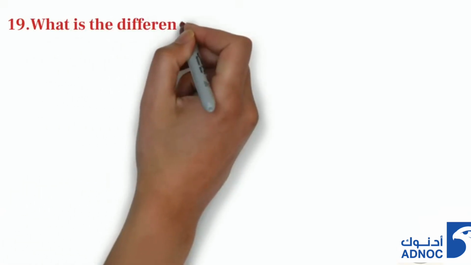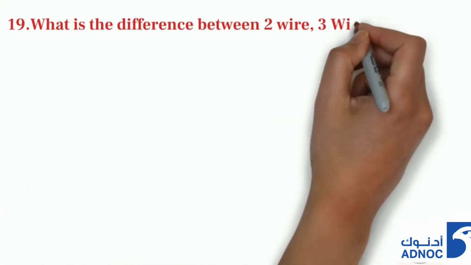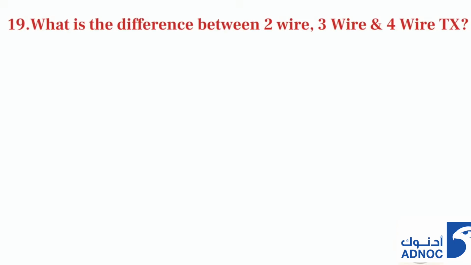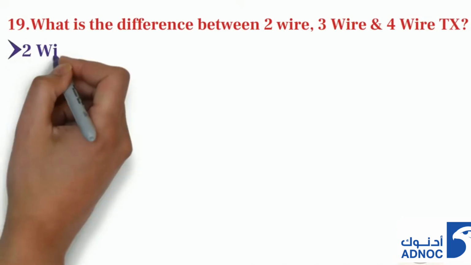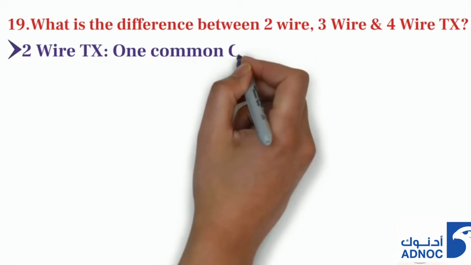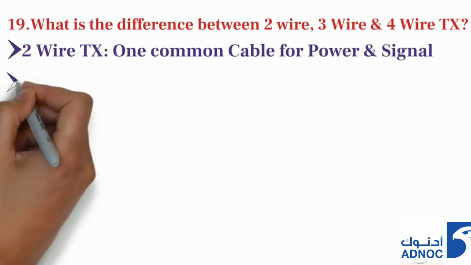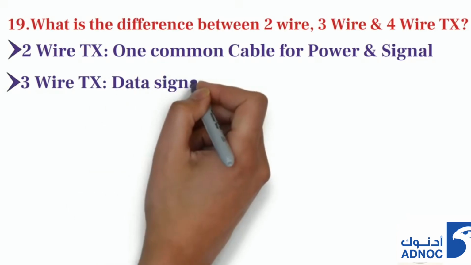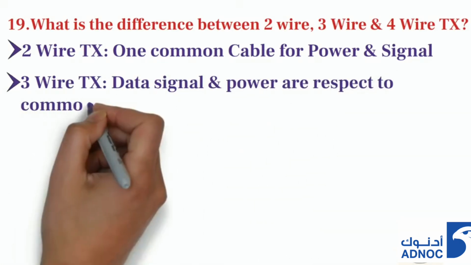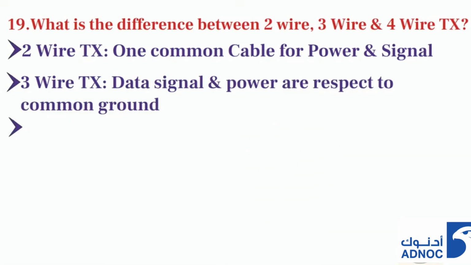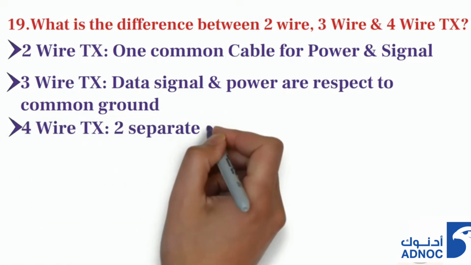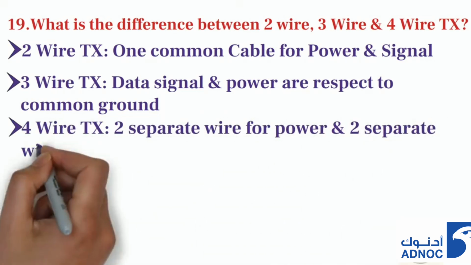Now, the most important question is, what is the difference between 2-wire, 3-wire and 4-wire transmitter? In a 2-wire transmitter, there is one common cable for power and signal. While in a 3-wire transmitter, data signal and power are with respect to a common ground. And in a 4-wire transmitter, there are 2 separate wires for power and 2 separate wires for signal.